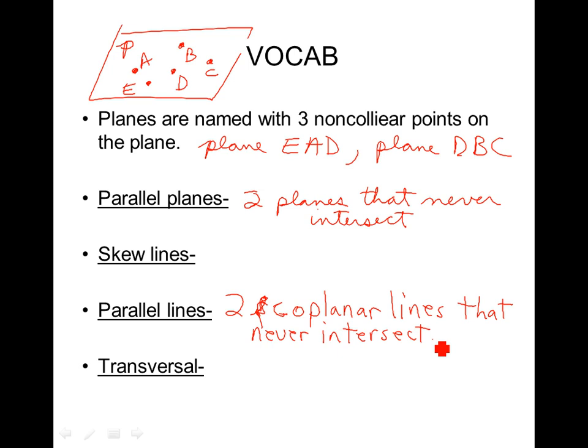What do you think skew lines are? Two lines that never intersect. All right, now we have to be careful here because we need another word in there. Two non-coplanar lines that never intersect. Two non-coplanar lines that never intersect.